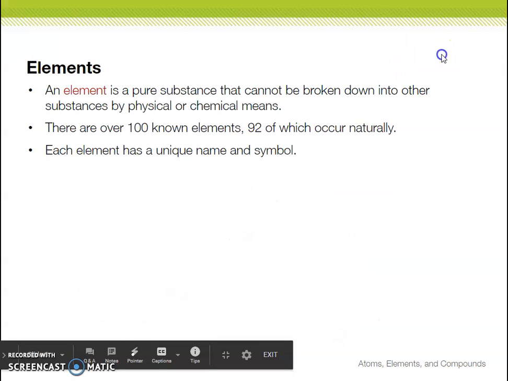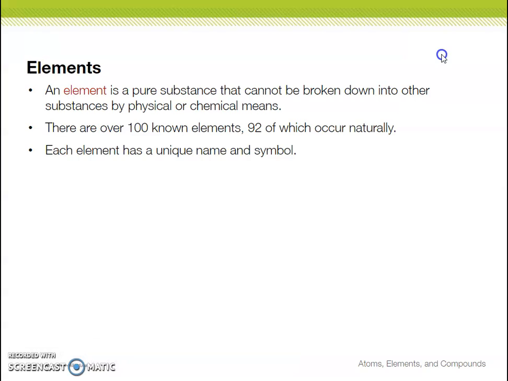Okay? Elements. An element is a pure substance that cannot be broken down into other substances by physical or chemical means. There are over 100 known elements. 92 of them occur naturally on Earth. Other ones have been created in a lab by scientists, but they are only around for a very short time. They have a very small lifespan before they break down into something smaller.